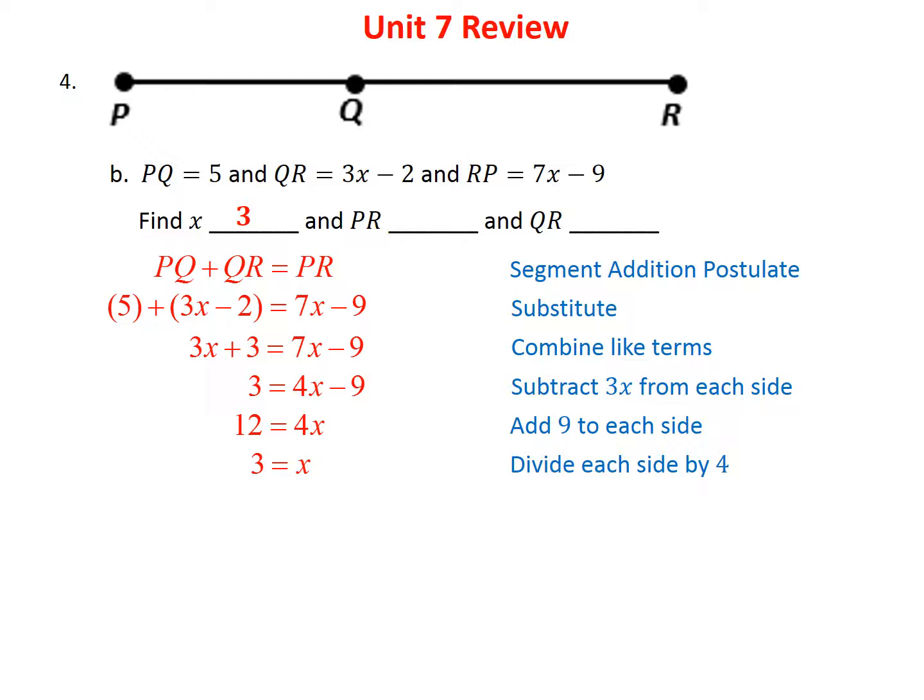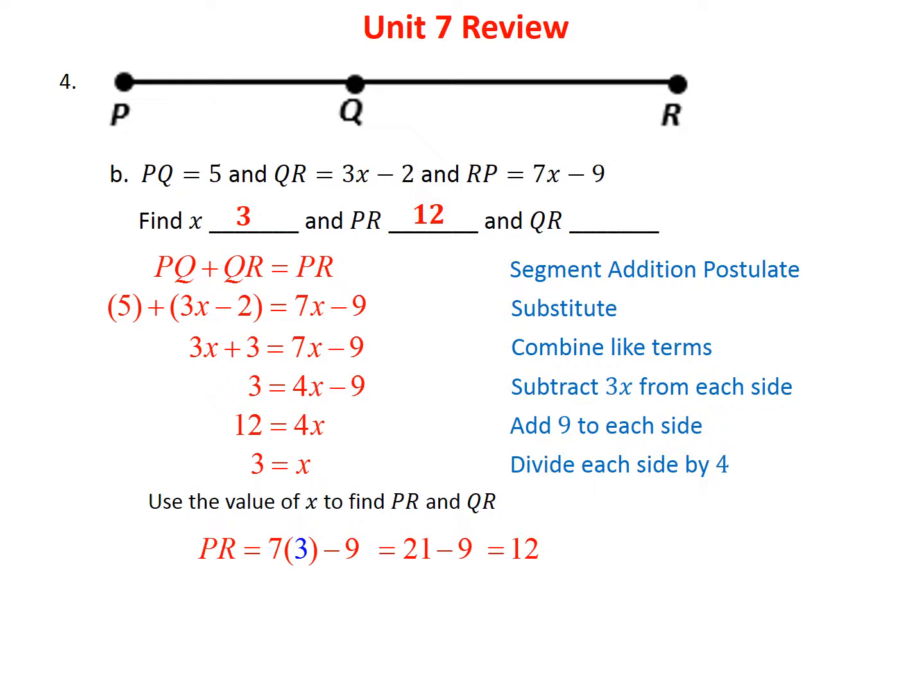Okay? Now to find our different components, for PR, we'll plug in x equals 3. So PR is 7x minus 9. So 7 times 3, or 21 minus 9, which equals 12. And then QR is 3x, or 3 times 3, 9 minus 2, which is 7. And how could we check these again? See if the two smaller segments add up to the bigger one. So notice again, 5 plus 7 equals 12. Remember again that I put the 5 here because they gave us PQ as 5. And so we got this one correct.